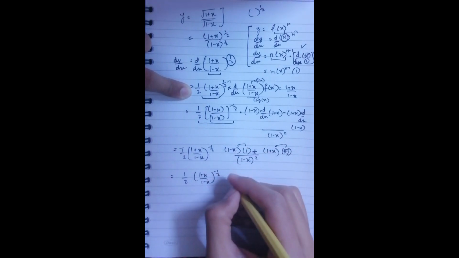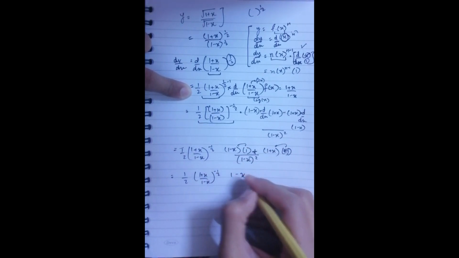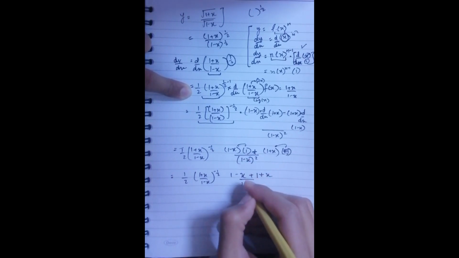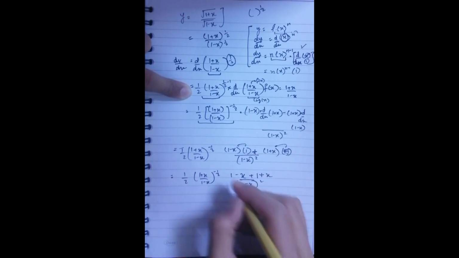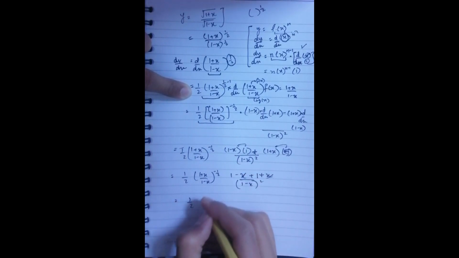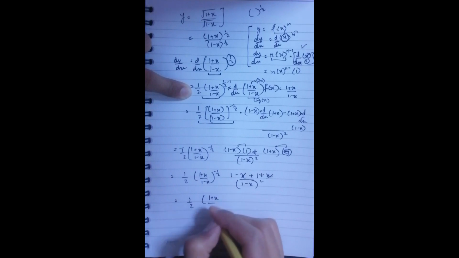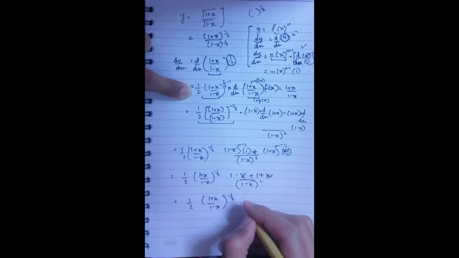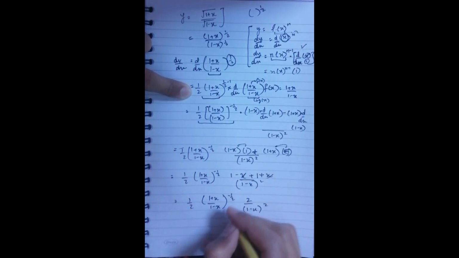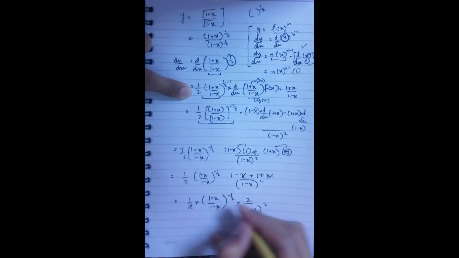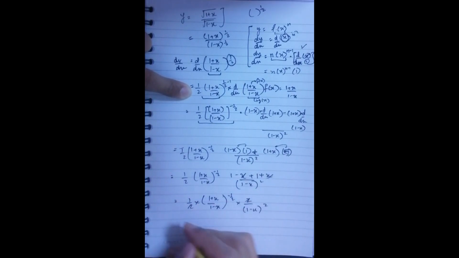So 1 minus x plus 1 plus x, over 1 minus x whole squared. So this x and this x are cancelled. So what is remaining? 1 by 2, 1 plus x, 1 minus x power negative 1 by 2. And what is over here? 1 plus 1 is actually 2, over 1 minus x whole squared. Now you can see that all these terms are being multiplied. So I can actually cancel 2 from the numerator and the denominator.